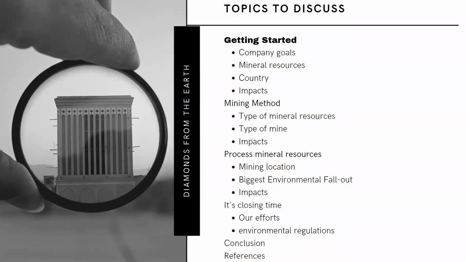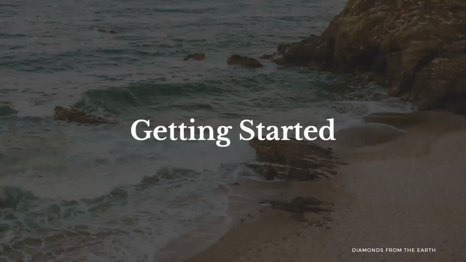Let's quickly go through the topics that I'm going to discuss. First, I'll talk about the company goals, mineral resources, the country and the impact. Secondly, we'll go through the mining process. We will talk about the type of mineral resources, the type of mine and its impacts. Moving on, we will discuss the process of mining resources, which would describe the mining location, the environmental fallout, and the related impacts. Finally, to conclude, we will talk about our efforts and environmental regulations. Fine, and at the end, we would go through a conclusion again, followed by the references. So let's get started.